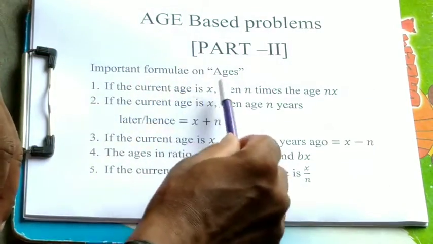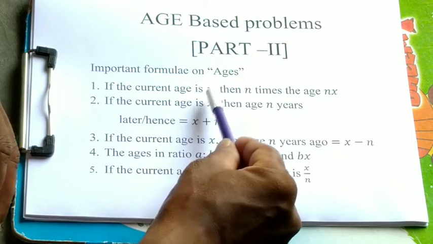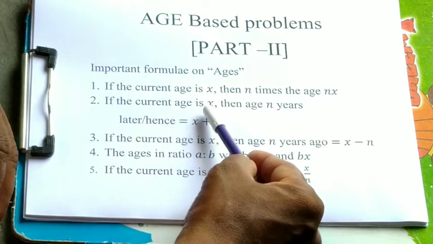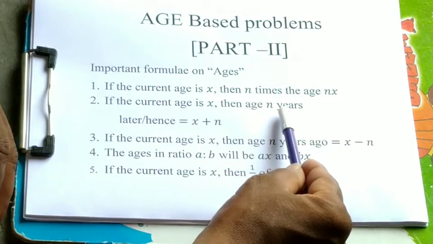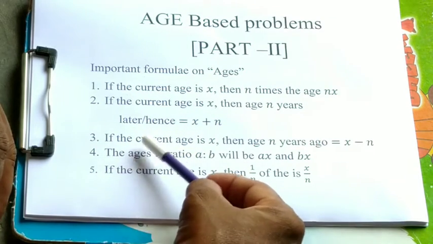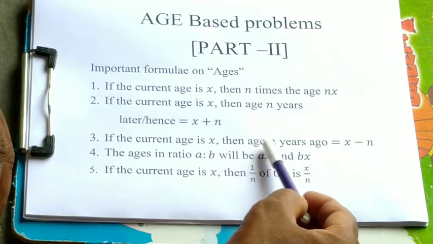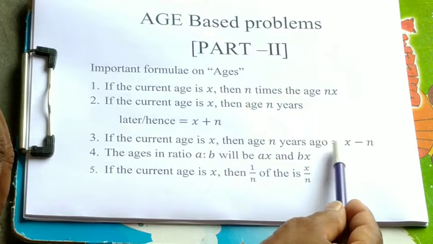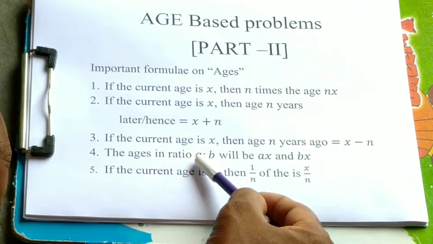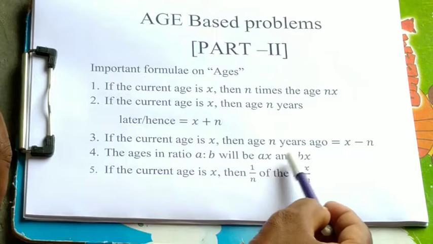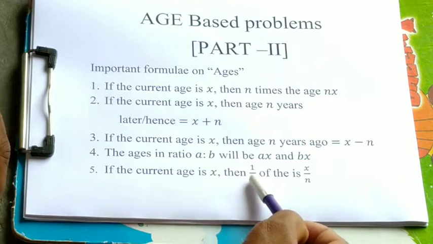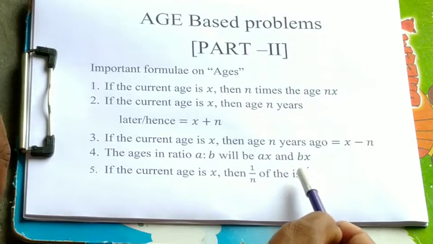Here are the important formulas in ages. If the current age is x, then n times the age is nx. If the current age is x, then the age n years later is x plus n. If the current age is x, then the age n years ago is x minus n. The ages in the ratio a is to b will be ax and bx. If the current age is x, then 1 by n of the age is x by n.